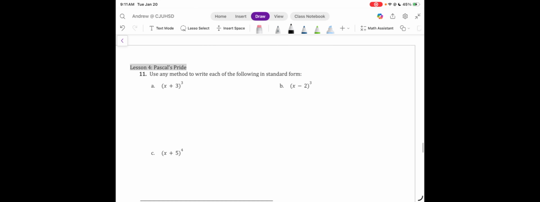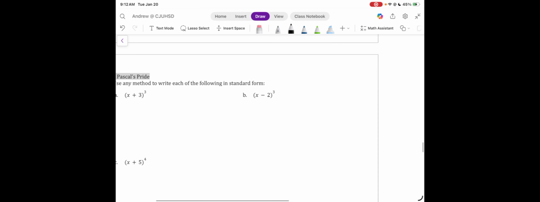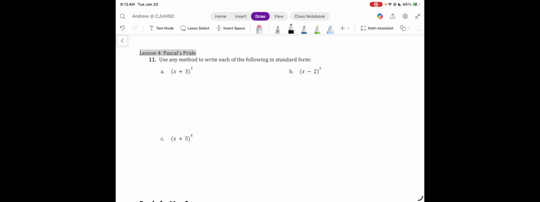Okay, here's some other ones that say use any method. Well, I'm going to show you Pascal's triangle because that's what the lesson is about, right? So each of these first 2 is cubed and then a fourth power. So the first 2 are going to use that pattern 1, 3, 3, 1.